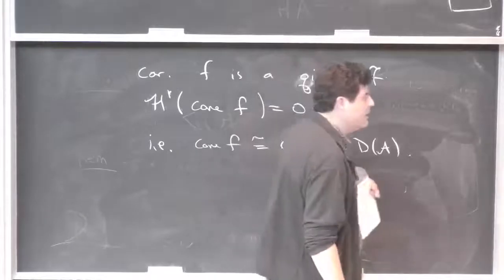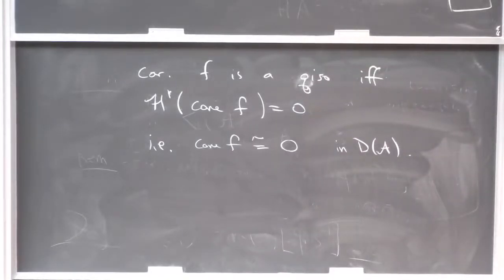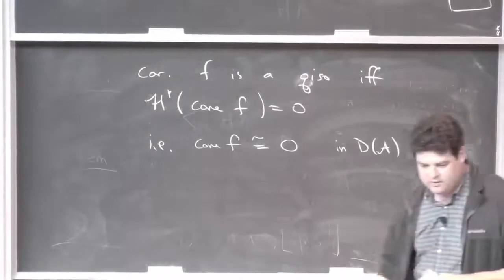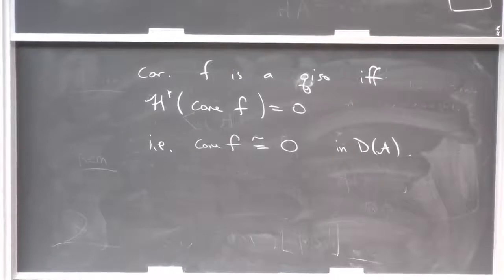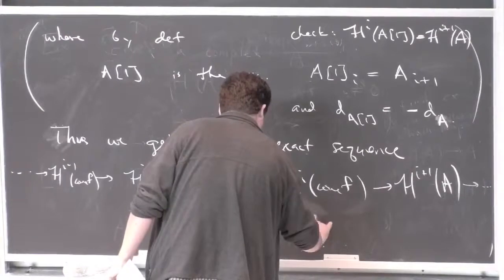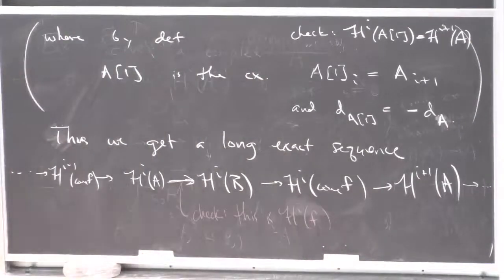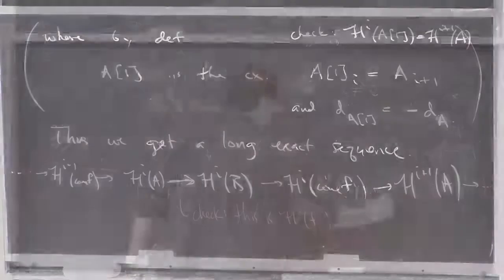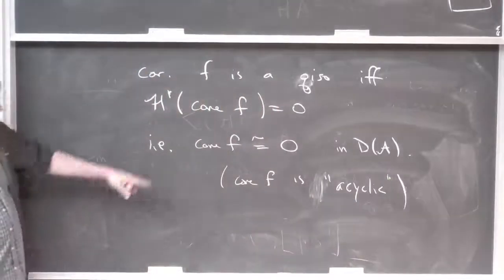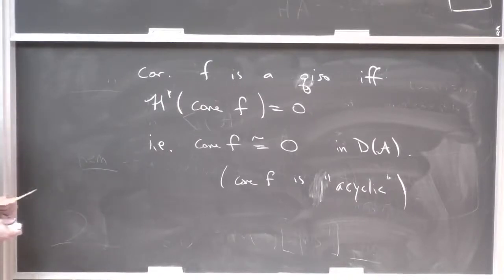Yeah, well, it is, but that's something to check, right? So that's a great remark. Do we have any colored chalk? We don't, so you can check if you want that this is Hi of f. That's a good remark. But you can see from the way it's set up, there'd be something to check. And I want to call this acyclic. So we'll say that a complex is acyclic if it has no cohomology, if it's quasi-isomorphic to 0.